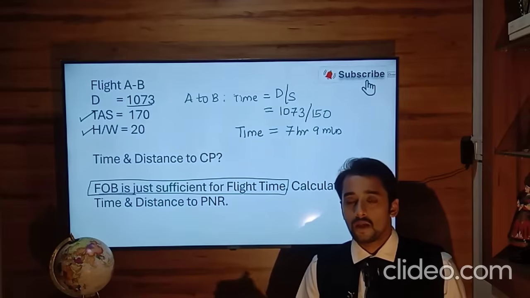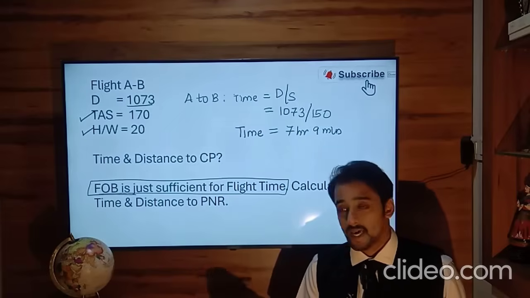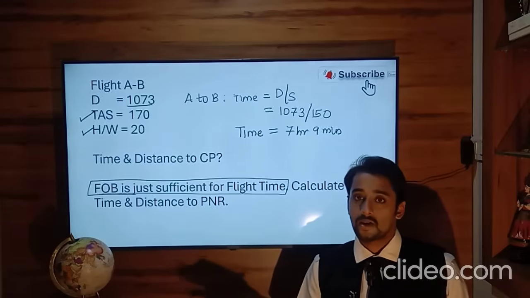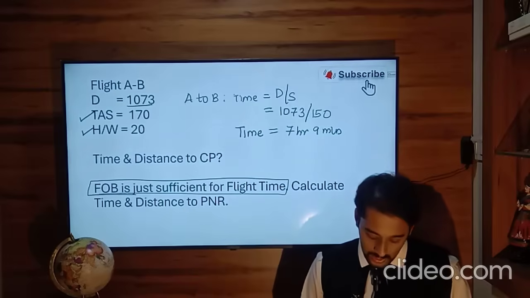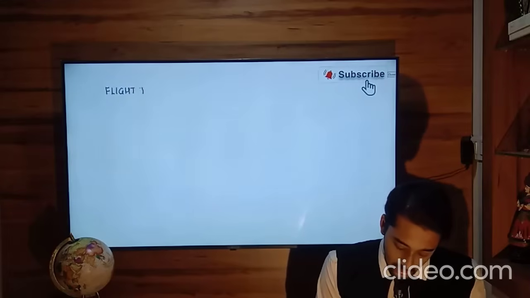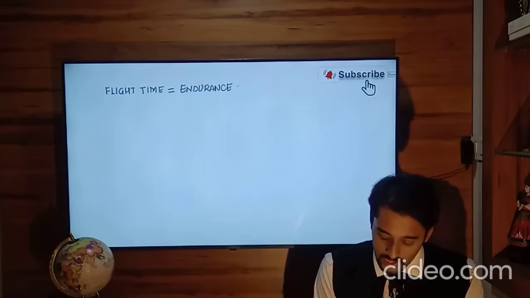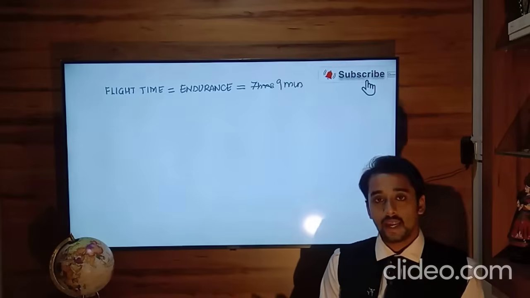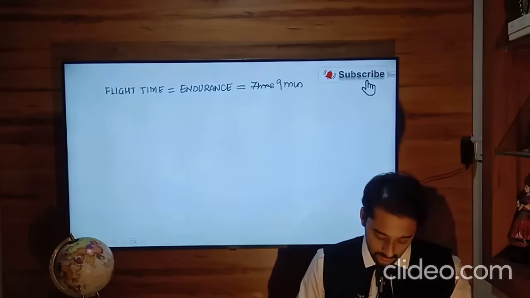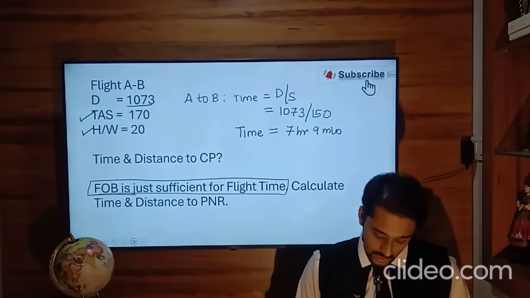There is no reserve fuel, there is no alternate fuel, there is no extra fuel in this aircraft. The fuel that the pilot is carrying in this aircraft is only that much required for conducting the flight from A to B. So indirectly they are saying that your flight time is equal to your endurance, which is equal to 7 hours and 9 minutes. They have clearly mentioned fuel on board, whatever fuel is there is only available for flight time. Okay, sufficient for flight time.